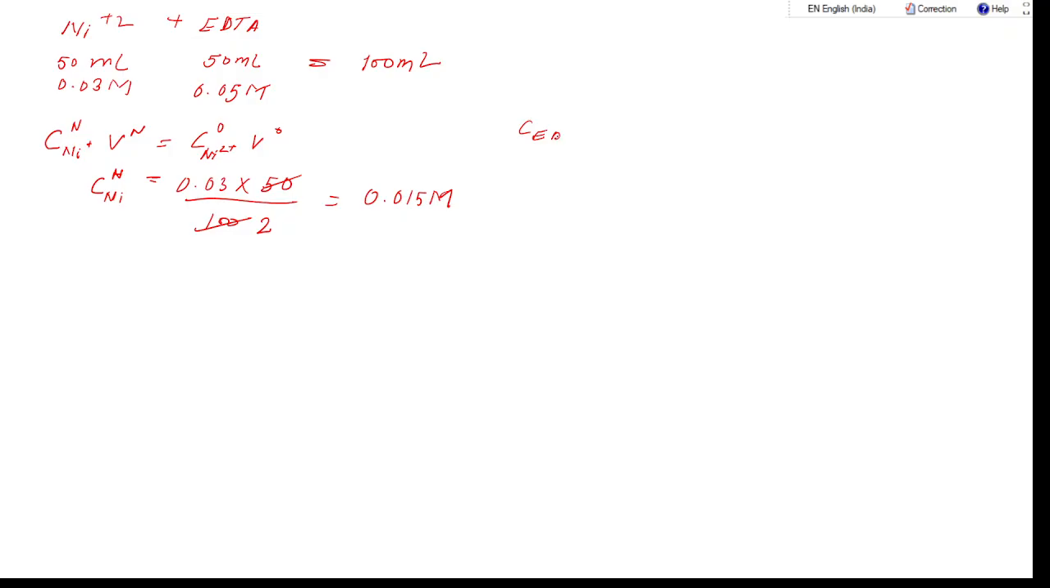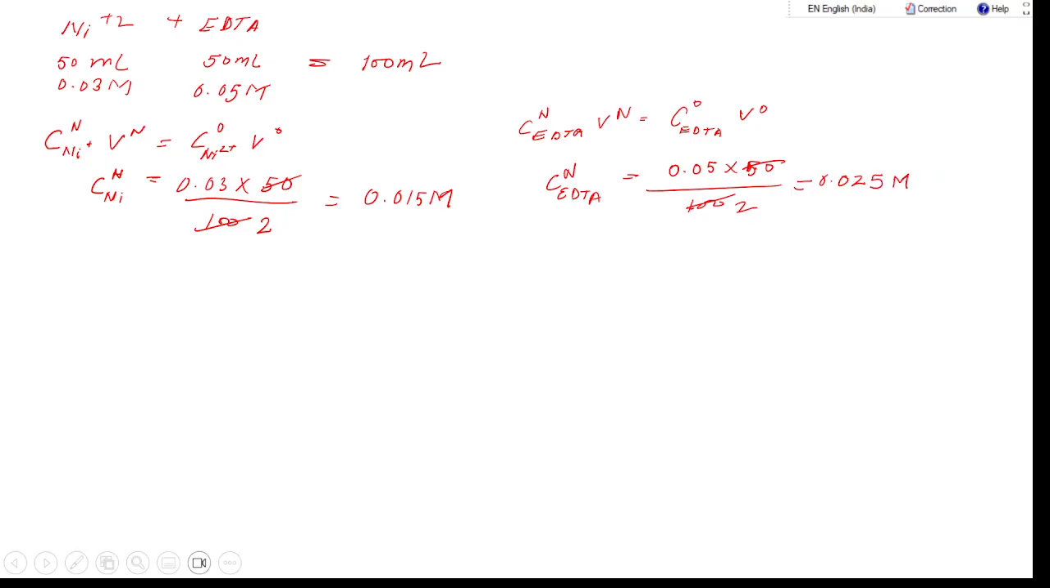Similarly, you can calculate the value for the new concentration of EDTA as well. Concentration of EDTA new times volume new is equal to concentration of EDTA old times volume old. This is 0.05 multiplied by 50 divided by, again because the total solution is 100, so the new concentration of EDTA is going to be 0.025 molar, right? This is the new concentration.